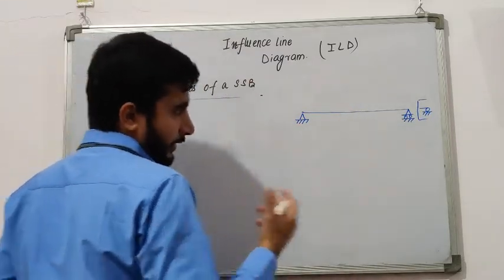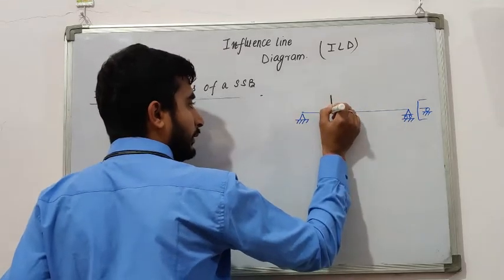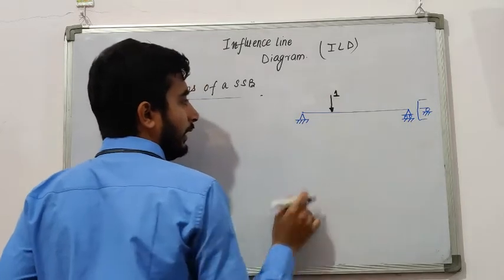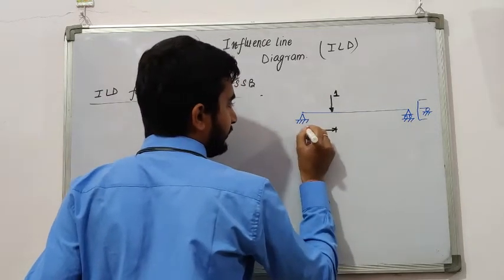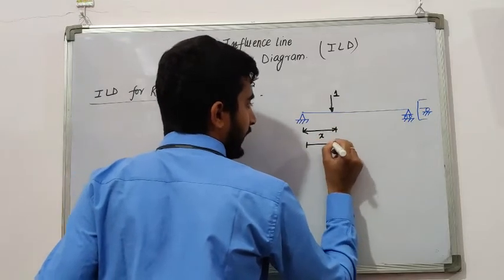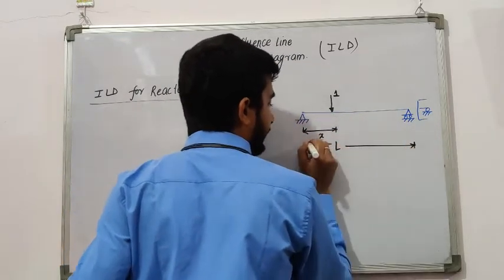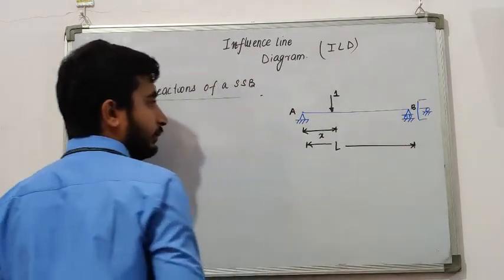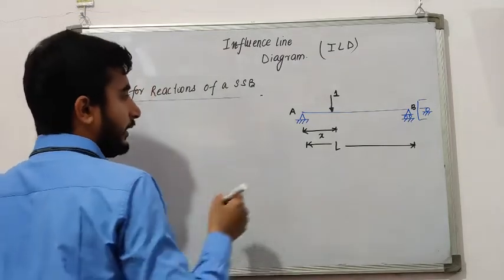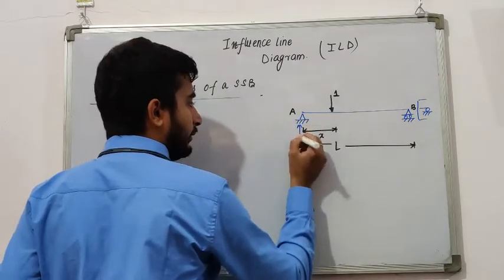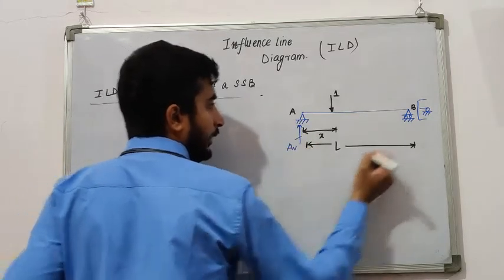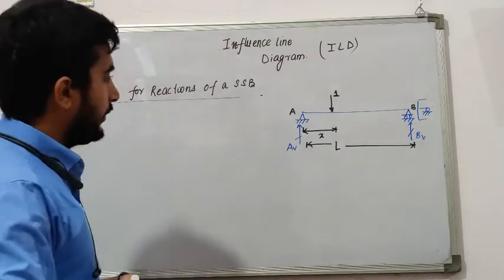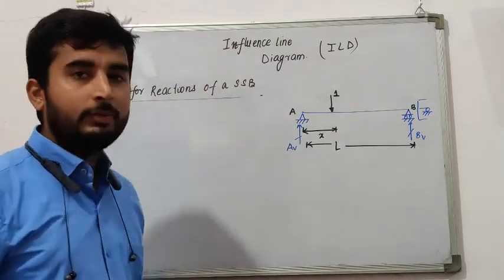So if I say there is a unit load 1 acting at a distance x from this support, the length of the beam is L. This is support A, this is support B. So this is the basic understanding that there will be some support reactions. I will say AV here, and here will be some support reaction BV.